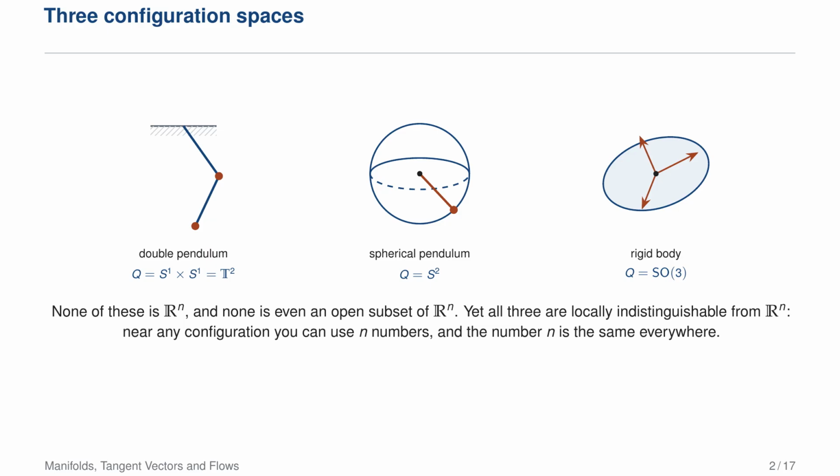Third, the rigid body with one point fixed. Its configuration space is SO3, the rotation group. None of these three is R to the n. None of them is even an open subset of R to the n, and yet all three share something. Near any one configuration, you can describe nearby configurations with n numbers: 2 numbers for the torus, 2 for the sphere, 3 for the rotation group. Crucially, the number n is the same everywhere on each space. That local flatness with a globally constant dimension is the entire definition of a manifold. Everything today is an unpacking of that sentence.